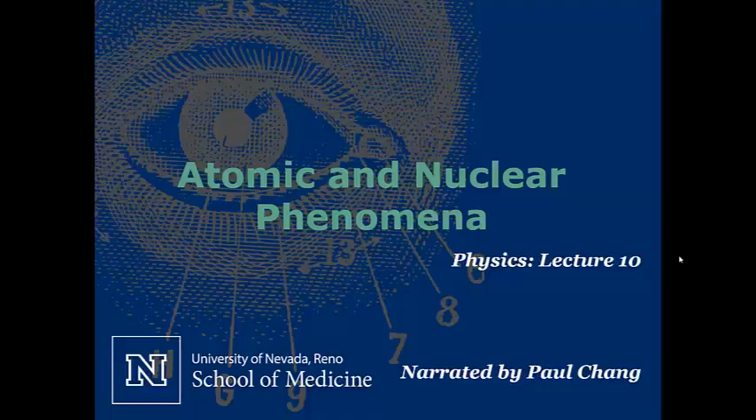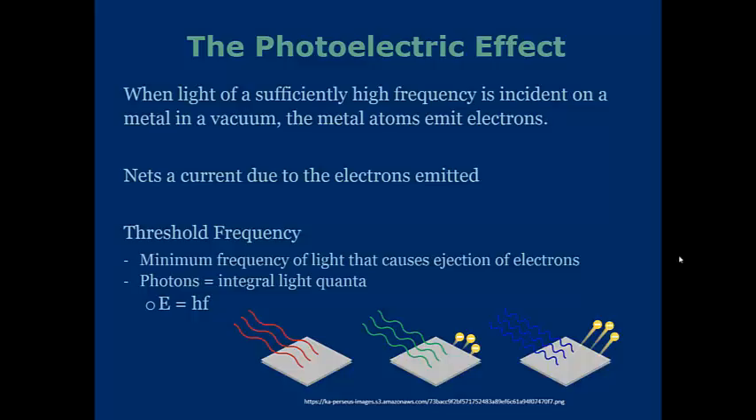Physics Lecture 10, Atomic and Nuclear Phenomena. This seems like a subject we would go over in general chemistry, but we will visit it in the physics portion as well, particularly dealing with the photoelectric effect. This is when light of a sufficiently high frequency is incident on a metal in a vacuum. This will result in the metal emitting electrons.